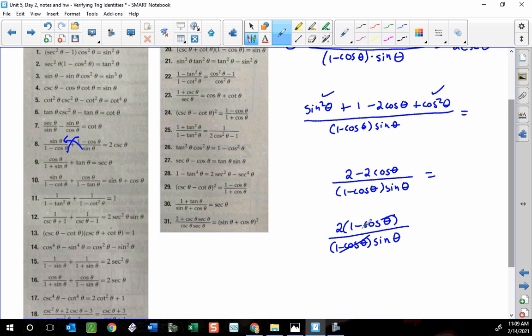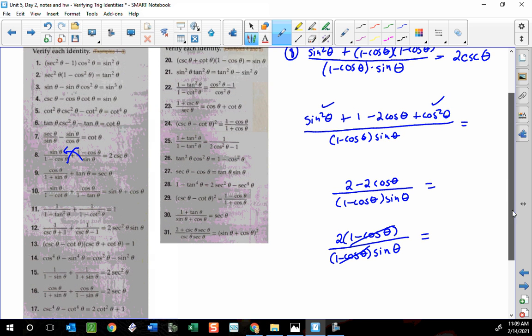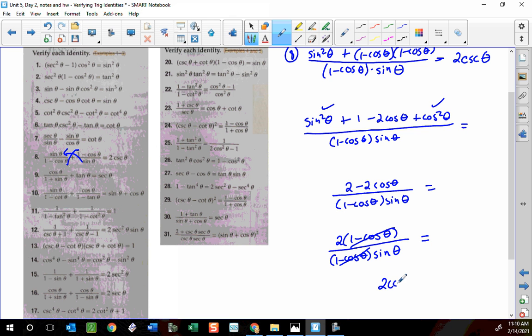All right, cancel, cancel. So 2 over sine. Well, if I bring a sine up to the top, it's cosecant, exactly like I want up here. So that would be 2 times cosecant. So if you get to that point, you can just assume that we both know that you'd have 2 over sine and it turns into 2 cosecant.